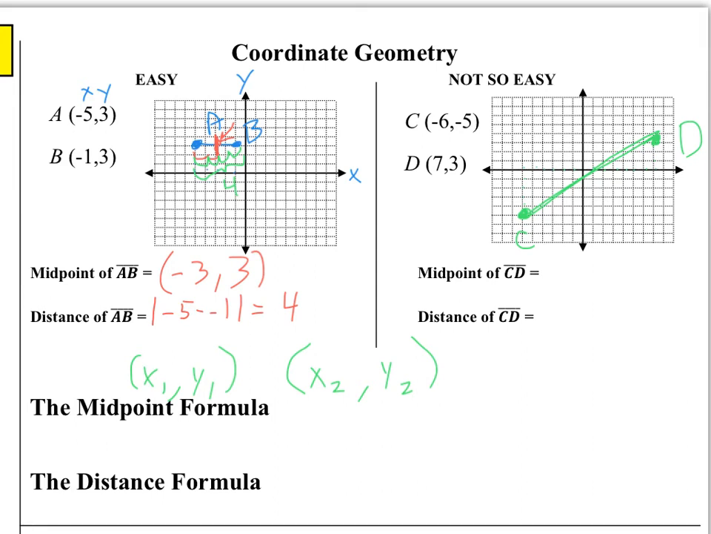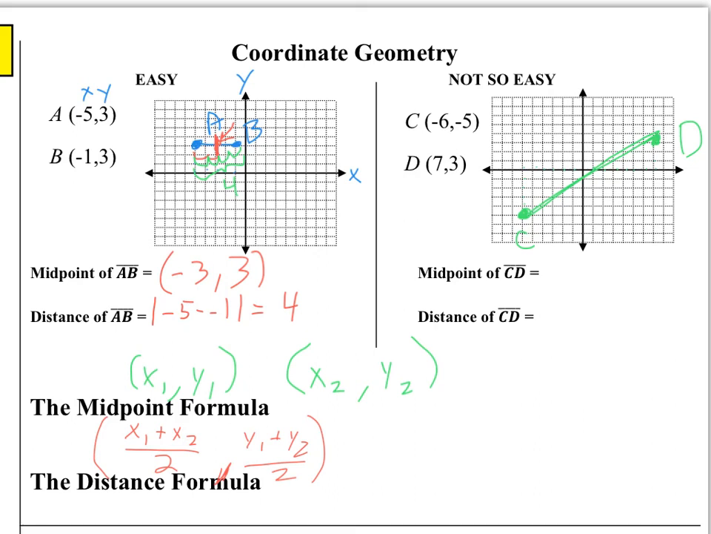Our midpoint formula is x1 plus x2 divided by 2, and we're finding a point, so that's our x coordinate, and our y coordinate is going to be found by doing y1 plus y2 divided by 2. That's going to be our midpoint formula. Now, let's look at the distance formula.